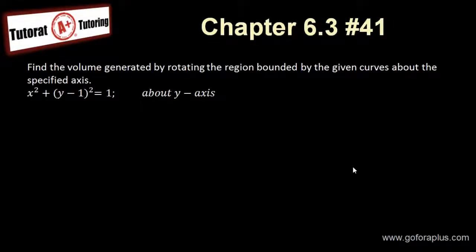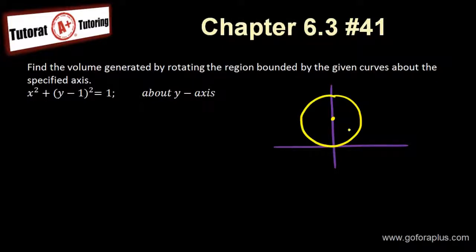In this session, I'm going to show you how to evaluate the volume in Chapter 6.3, number 41 in Stewart textbook. Now, this is basically a function that looks like a circle, right? So if I draw this out, I have a circle centered at 0 and 1, right here, and then I have a circle like this. Okay. So this is a circle and it's turning about the y-axis. So it's turning right here.